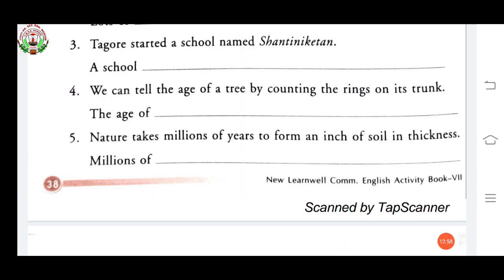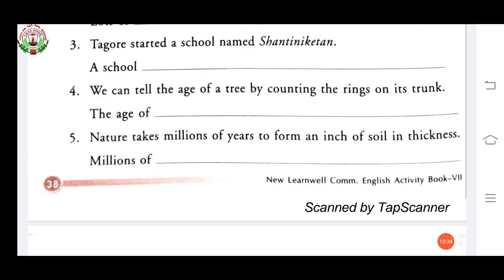Nature takes millions of years to form an inch of soil in thickness. Now, nature is the subject here, and what did it do? It takes millions of years to form an inch of soil in thickness. Now, we have to write in passive voice. Millions of years are taken to form an inch of soil in thickness by nature. As I told you, nature is the subject in this sentence.